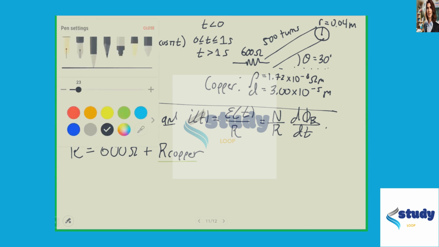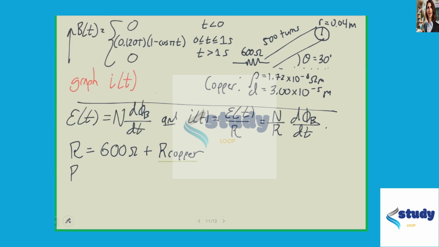Well, to calculate that resistance, we can use the fact that we know the resistivity, right? So the resistance of copper is given by the formula for resistance of a cylinder. So that's the resistivity times the length of the wire divided by the cross-sectional area. So the resistivity we know, so let's just leave that as rho. But what about the length? So the length is how much total wire is wrapped around this coil.